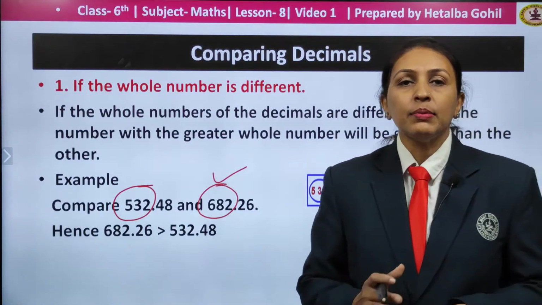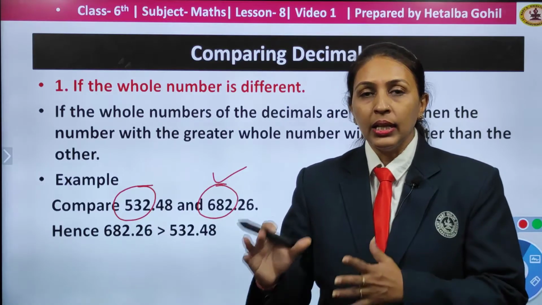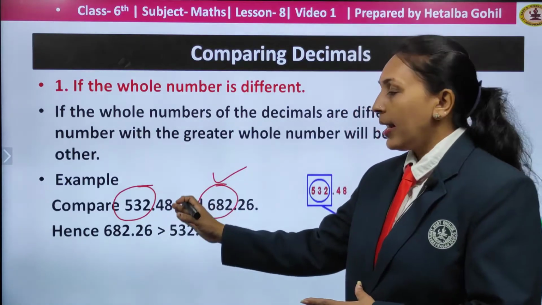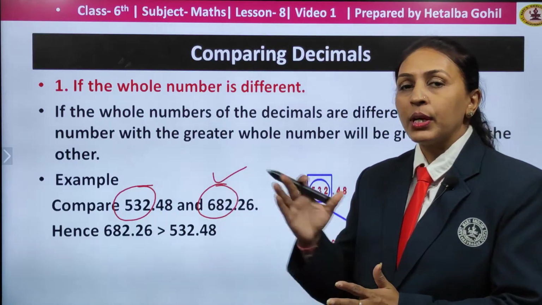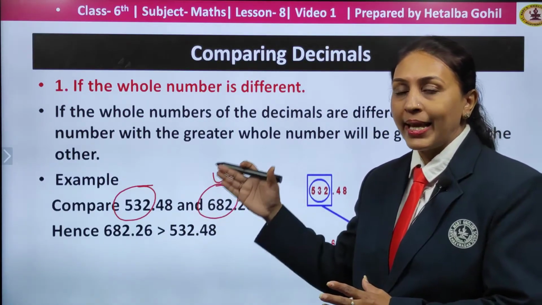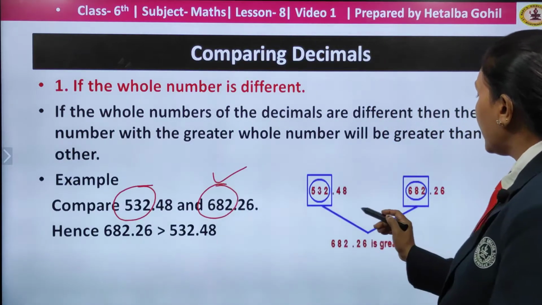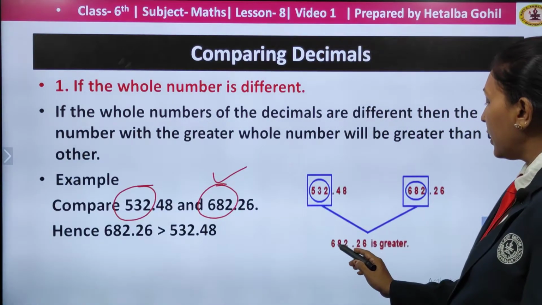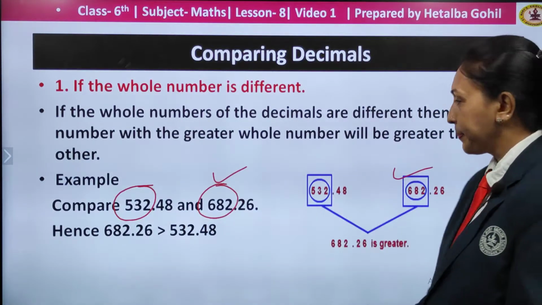But children, many times you come across cases where the whole number parts are equal, then we move on to the tenths place. If the tenths place is also equal, we move to the hundredths, and if required, we shift one place ahead for the comparison of decimals. You can see here, among the two, this number is greater, so we have answered here the greater one.